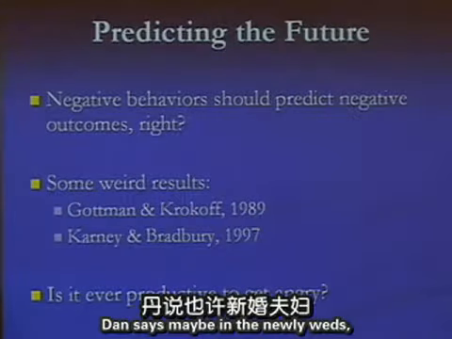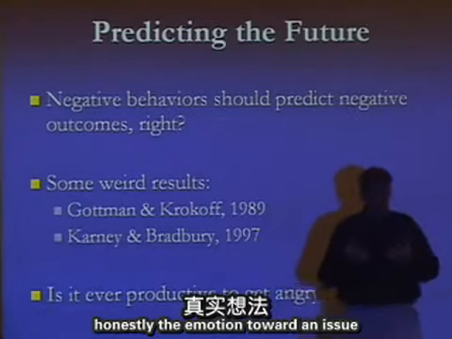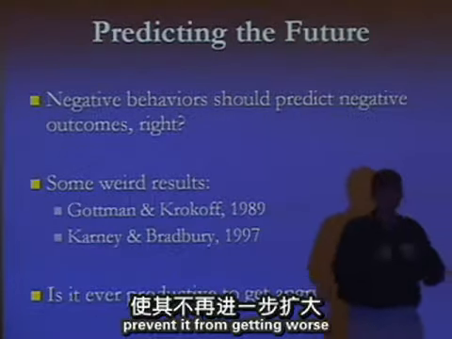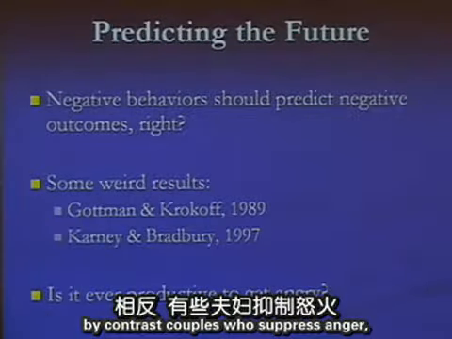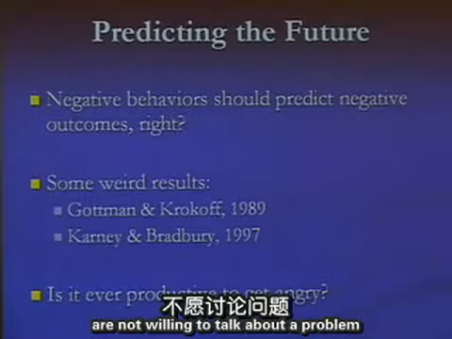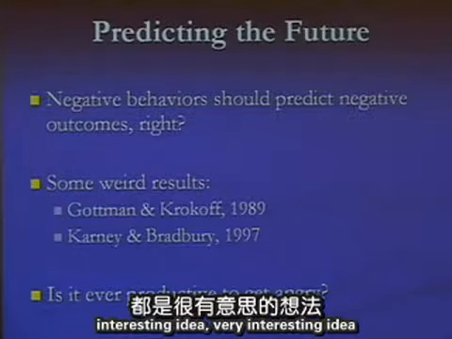So here's what Dan says. Dan says, maybe in the newlyweds, by getting angry and expressing honest negative emotion about an issue, they're nipping that issue in the bud. They're preventing that issue from getting worse later. But couples who, in contrast, suppress anger or suppress negative feelings, or are not willing to talk about a problem, well, that problem might fester and then bite them later. Interesting idea. Very interesting idea.